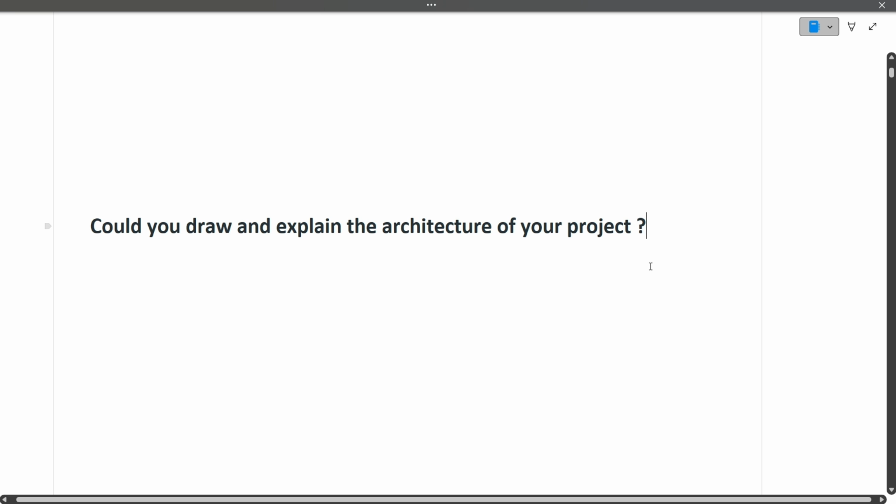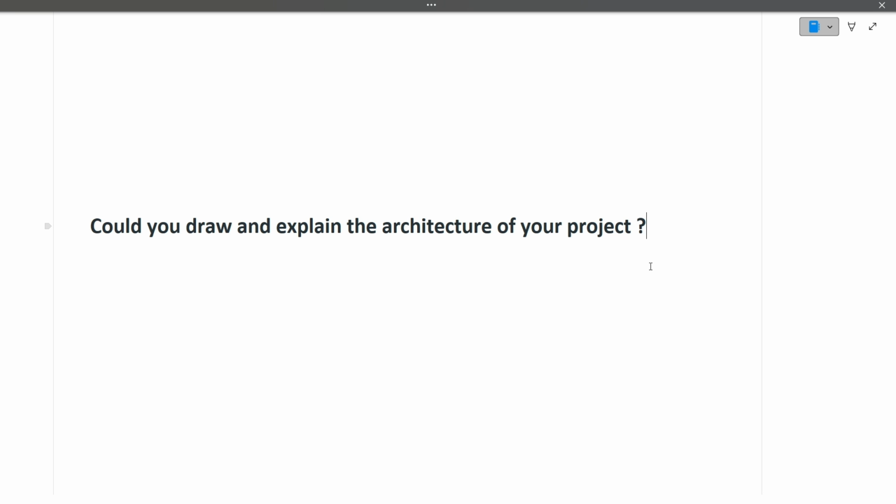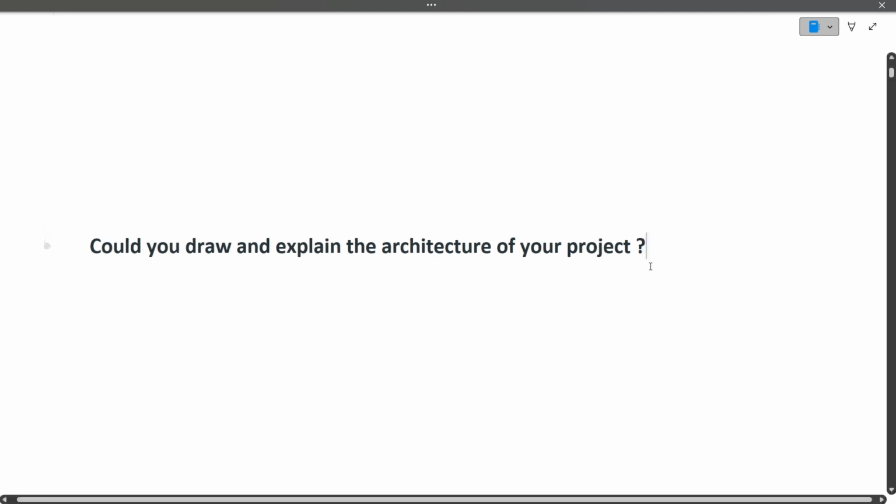So if you are able to make the architecture of your project, it will be very good. Okay, I know in college we do not think of flow charts, we just start the project by coding it, but it would be good if you explain the architecture.